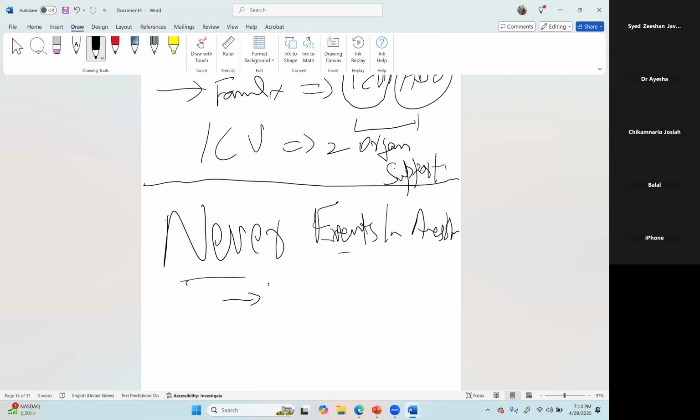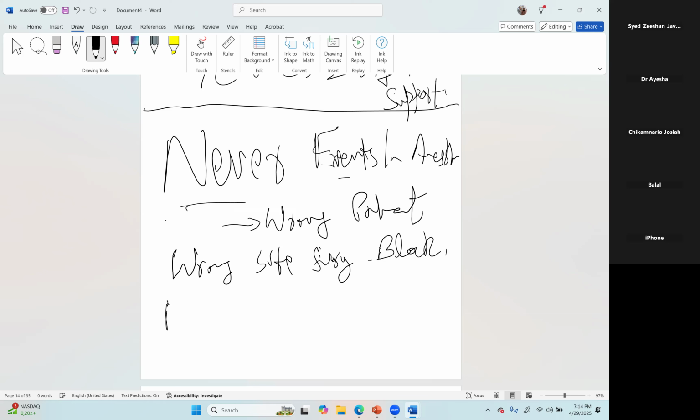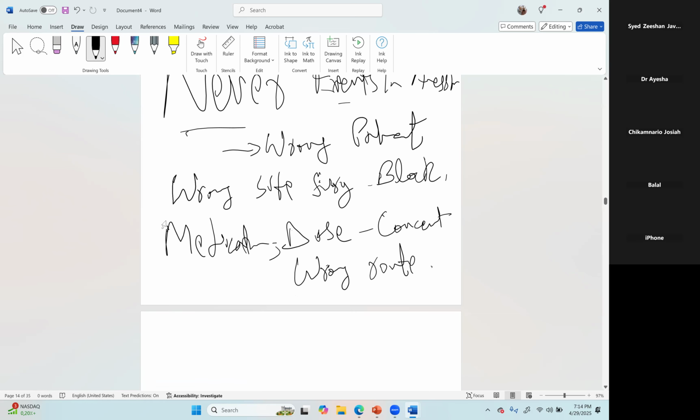For example, you have the wrong patient, or wrong site of surgery, or you give a block to a wrong site. Then, for example, you give the wrong medication, wrong dose, wrong concentration, wrong route. Inadvertently you give intra-arterial, or some medication is supposed to be given intramuscular and you give IV. It was to be given slowly as an infusion and you give it fast. So this is one category.